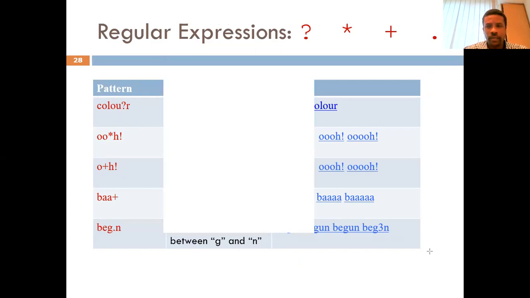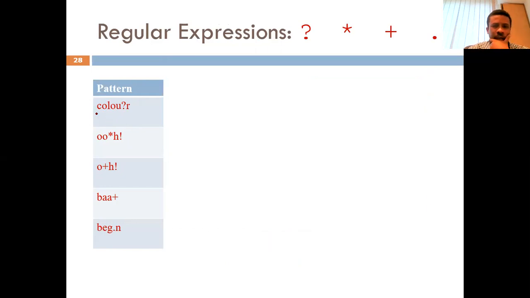What does this mean, the first one? Color should come at least... it cannot come more than one time. Okay, Martha. So what does this mean, C-O-L-O-U question mark R? I think the question mark can represent that U comes only one time or zero times. So give me a correct output from this one.